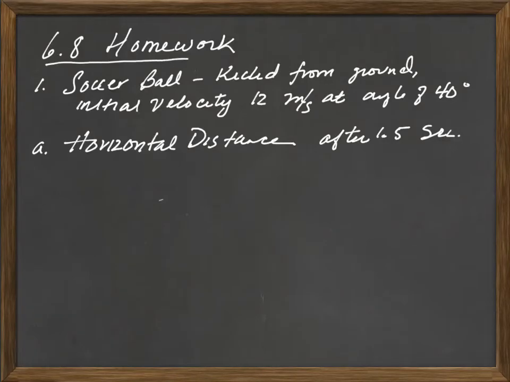Working on 6.8 homework now. The first question is about someone who kicks a soccer ball from the ground. So that tells us h naught equals 0 with an initial velocity of 12 meters per second. So that is v naught at an angle of 40 degrees, that's theta. And the first thing it asks is what is the horizontal distance the ball goes after 1.5 seconds.